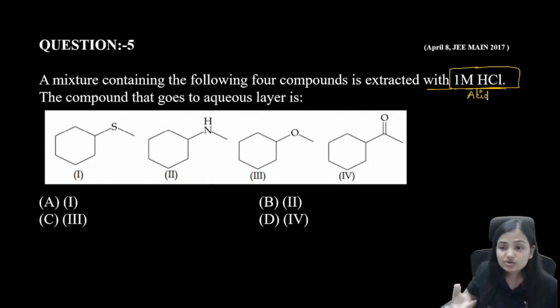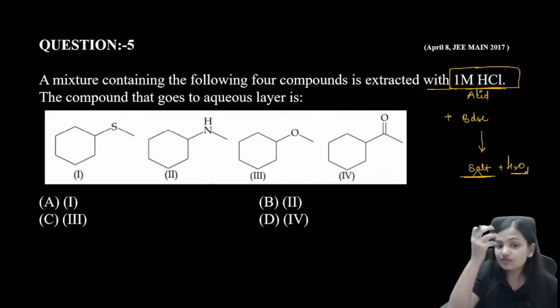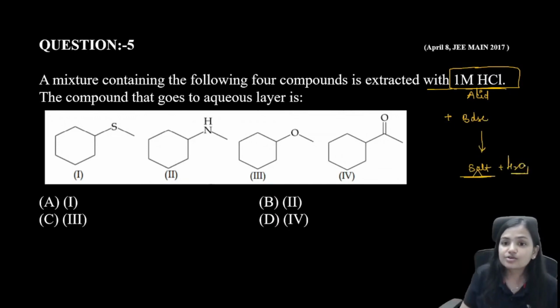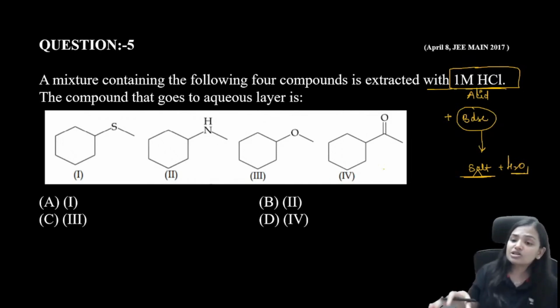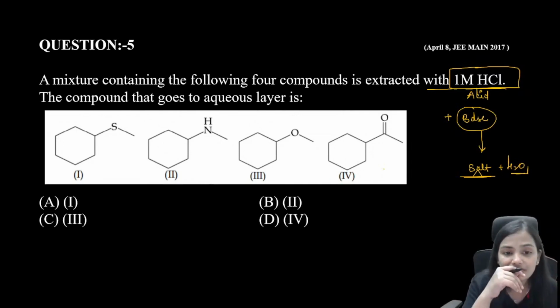The compound that goes to the aqueous layer, guys, you know, when you have an acid, you will be treating it with a base. There you will get the formation of a salt plus water. So ultimately you will get it in the presence of water. It will go into the aqueous layer. So if you are extracting something with the acid, you have to focus on which of these 4 is a strong base. Whichever is a strong base will react with the HCl, form a salt, and get extracted into the aqueous layer. Absolutely, Anmol. Tell me then, which is going to be the strong base out of all these?